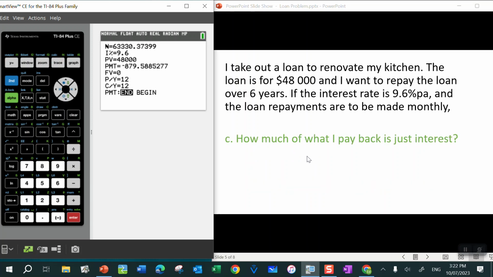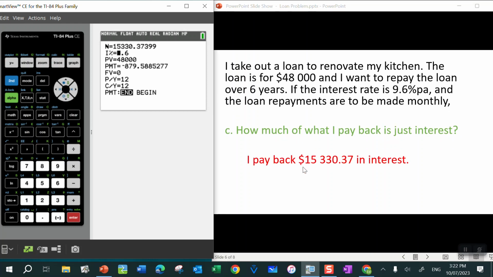Okay, so next item on the agenda. How much of what I pay back is just interest? Well, it's this $63,330.37 minus the $48,000. The difference is the interest I'm actually paying to the bank. And you can see that it's $15,330.37 just in interest. So if I add back the $48,000, that's going to tell me the total repayments made.